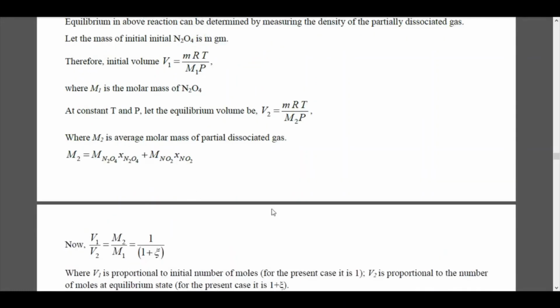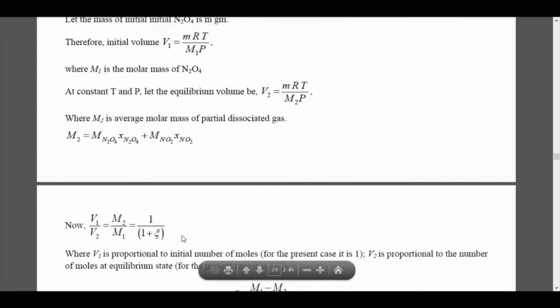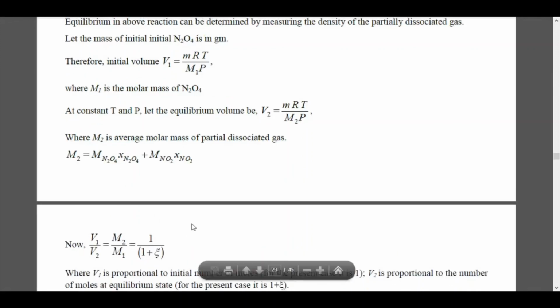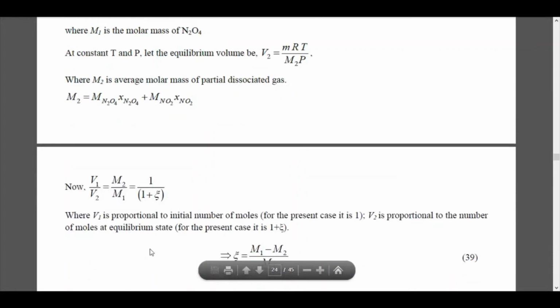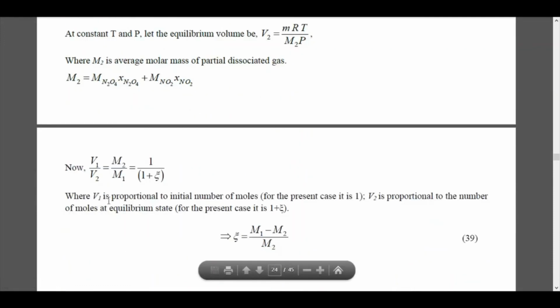Suppose we take the ratio V1 by V2. It will be M2 by M1: the average molar mass of the partially dissociated gas divided by the molar mass of N2O4 gas. Again, that will be 1 by 1 plus xi. How is this 1 by 1 plus xi coming? Let's understand that. V1 is proportional to the initial number of moles. V1 is the volume occupied by N2O4 gas before the starting of the reaction.